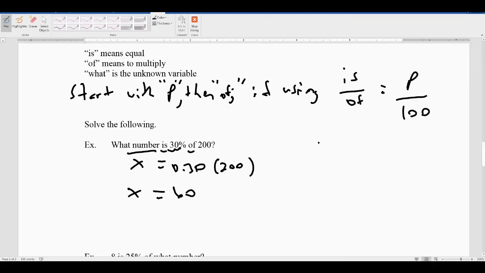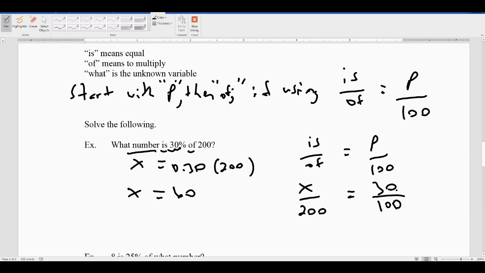Now the other way is to use this is over of. And you may like this method better. I really don't know. So start with the P. What's the percent? Well, actually start with the 100 on the bottom because that never ever changes. So we got 2 fraction bars. 100's on the bottom. P is the percent, so we keep that 30 as it is. And then you do the of. Of comes next, after 200. And then what number is your is? That's your x. That's your unknown.